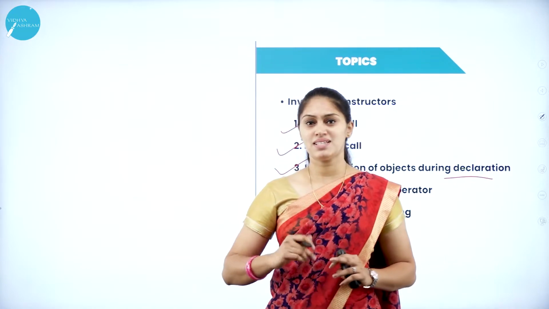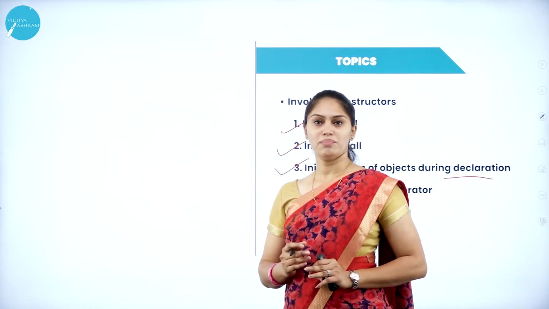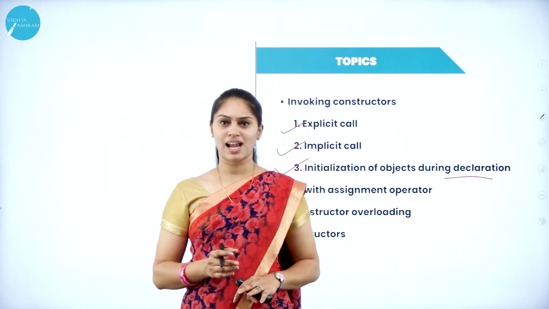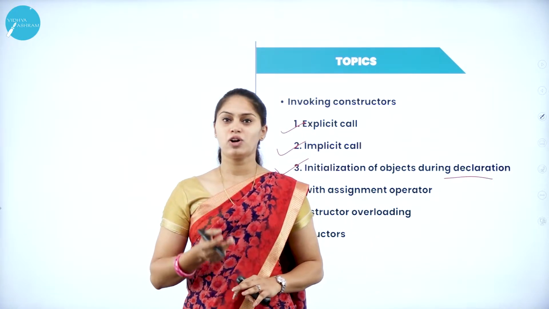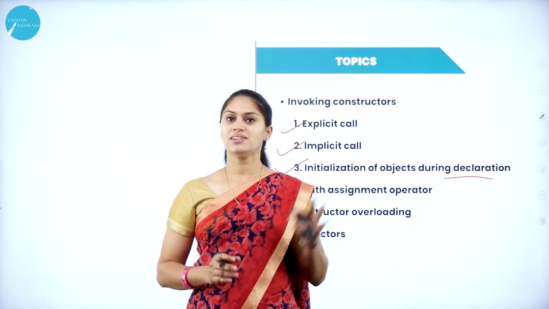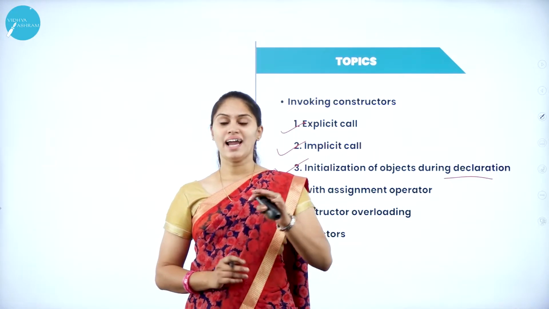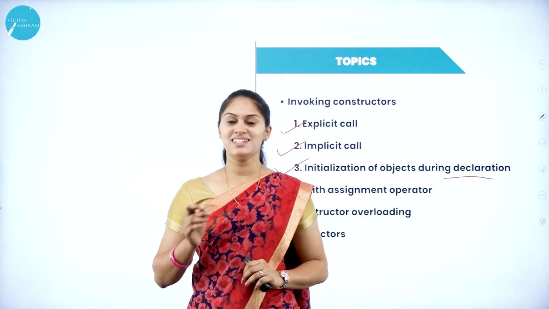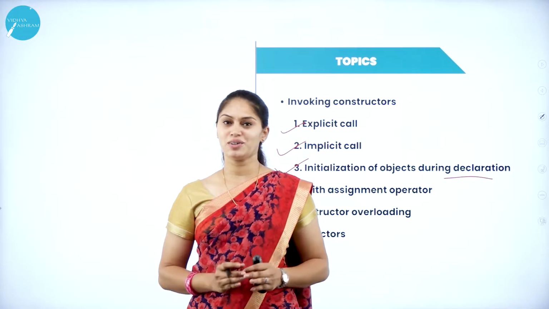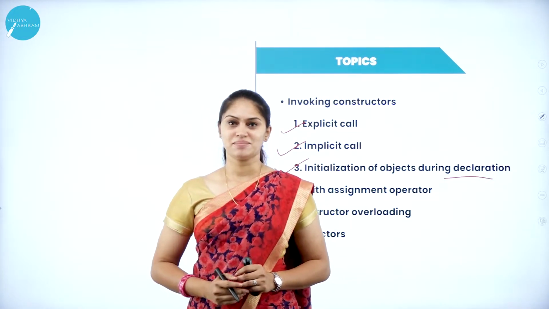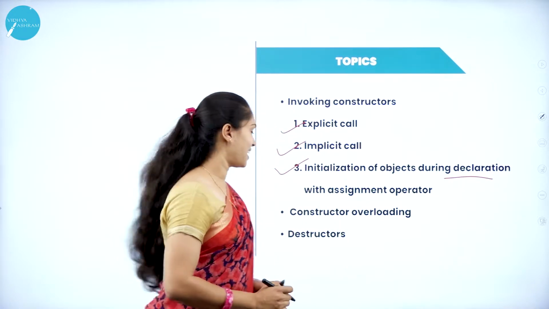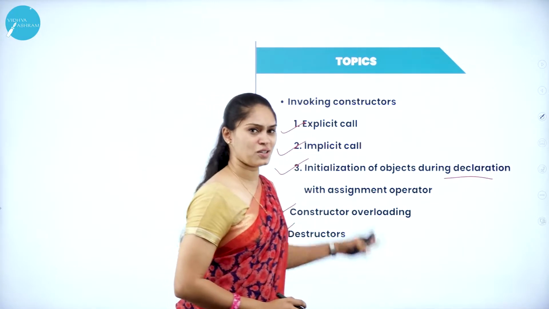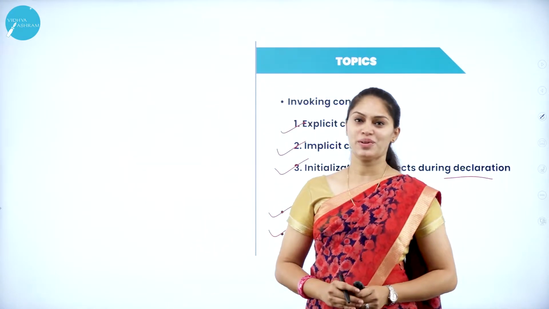Here, object plays an important role. What plays the important role here? Object. Because when I'm going to create an object for a class, at that time constructor will be called automatically. So with the help of all these 3 methods, I can invoke or call the constructor function. Now we'll see each type of method in order to call or invoke the constructor. Along with that, I am going to discuss what we mean by constructor overloading and what is destructor. These are all the topics that I will be covering in today's session.